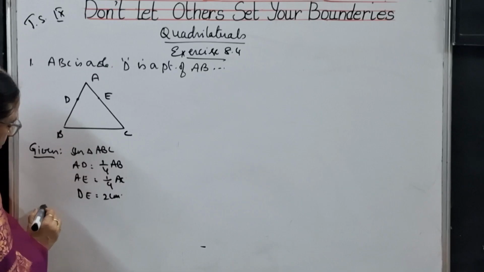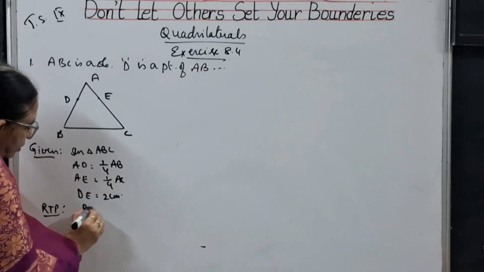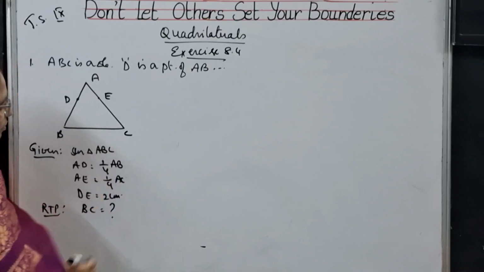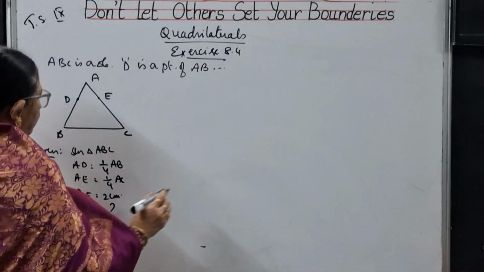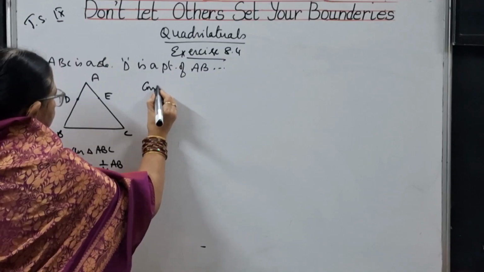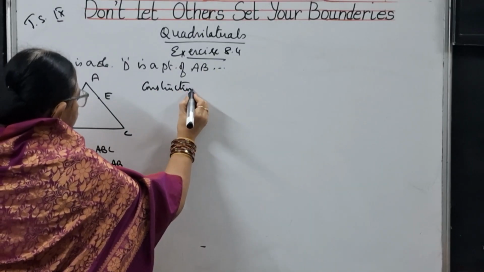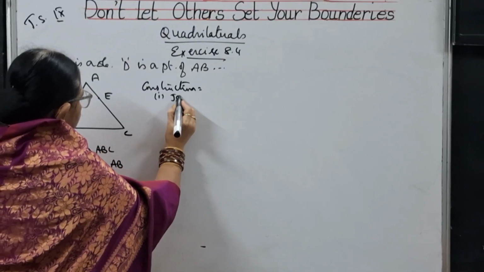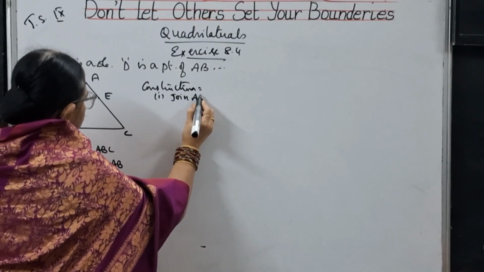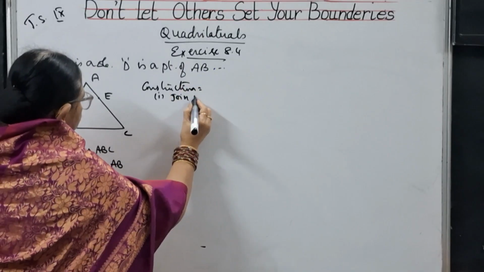Now you need to find out what is required. We need to find out BC is equal to how much. What is the BC? That we need to find out. So here you do a construction. The construction is, first, join DE. You have to join DE.